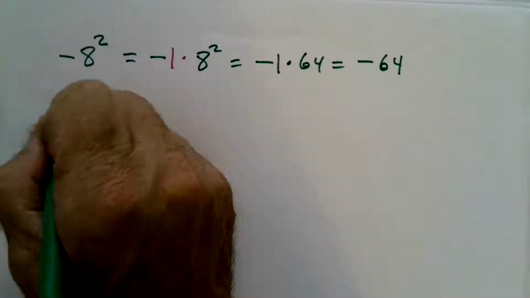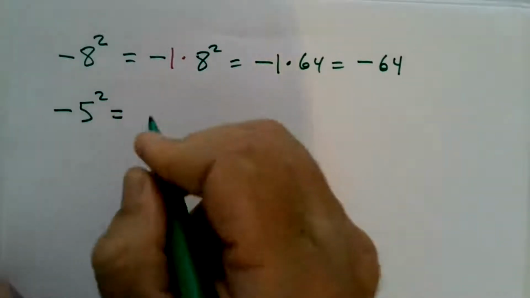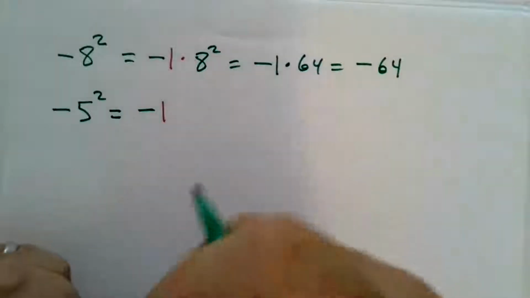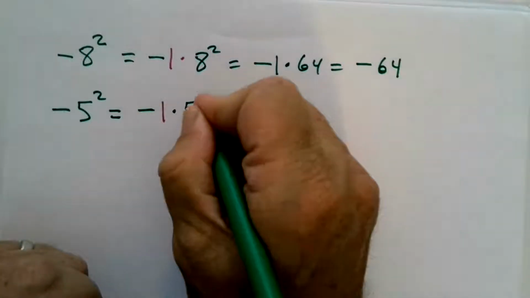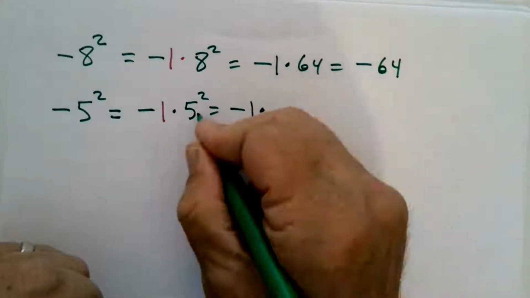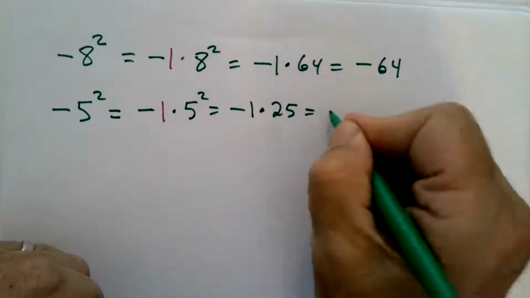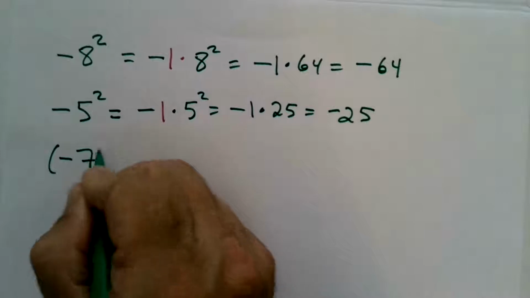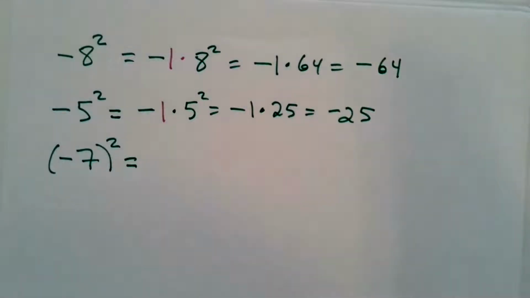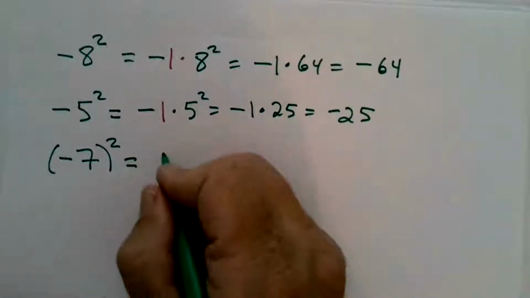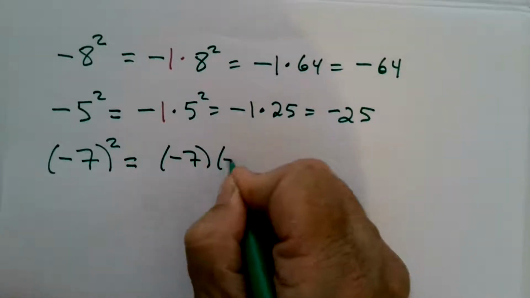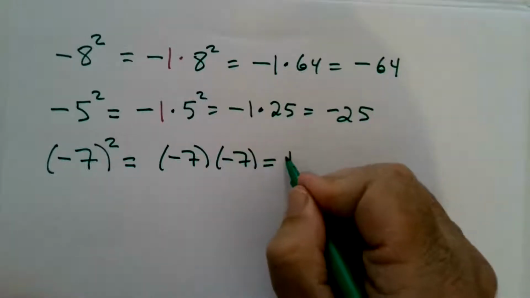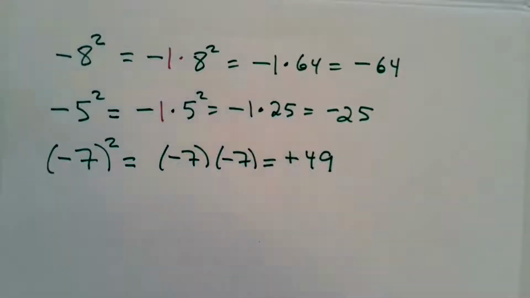Similarly, negative 5 to the second power, what does that mean? That means negative 1 times 5 to the second power. 5 times 5 is 25, which is negative 25. But if I use parentheses, for example, if I say parentheses negative 7 to the second power, how is this different? Negative 7 to the second power means negative 7 times negative 7 written down twice, which is positive 49. So something to keep in mind as we're dealing with negative exponents and with negative numbers. And that will end this lesson.